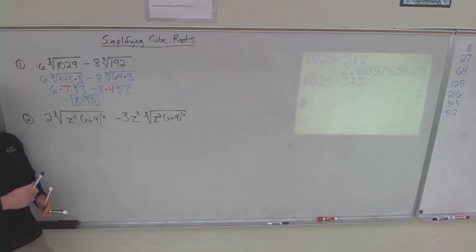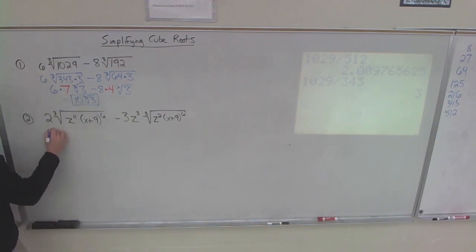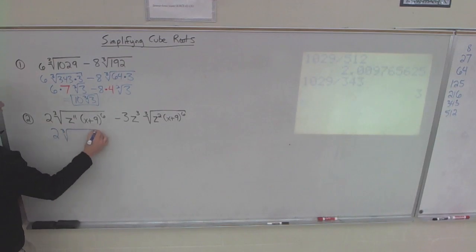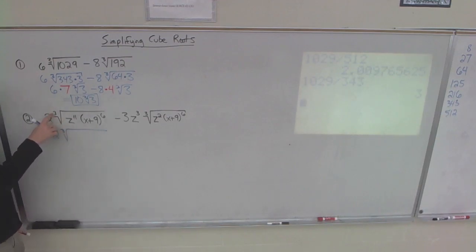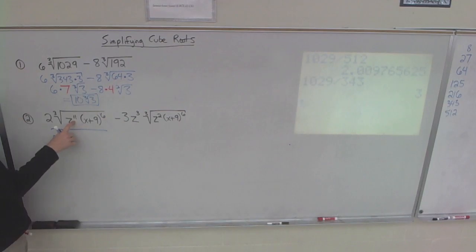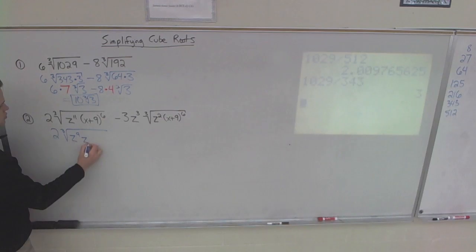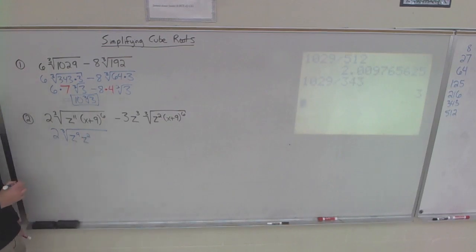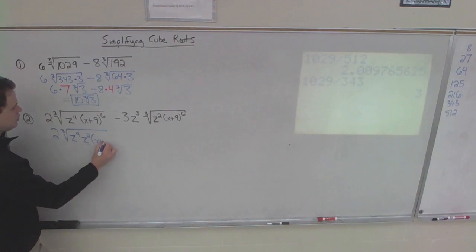Z to the 11th. Seems like we're forgetting that part. So, you want to be breaking it down into powers of 3, right? Closest power of 3 is 9. So I'd write this as Z to the 9th, and how many leftovers? There's 2 more Z's, right? Z squared is left over. This guy's already in terms of a power of 3, so I'm just going to leave it alone.